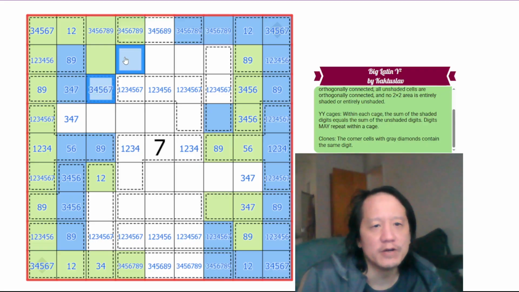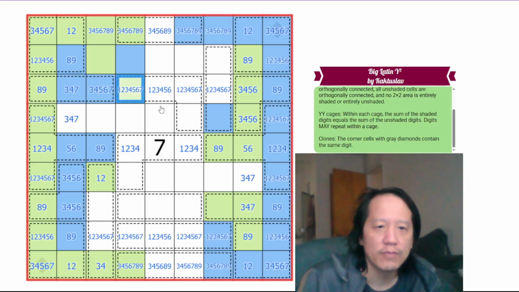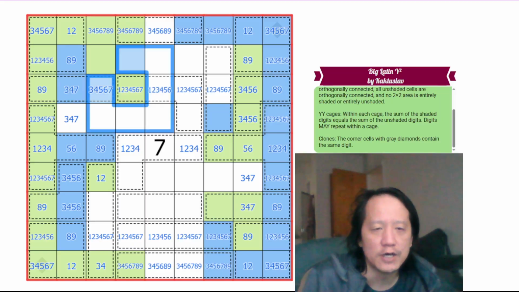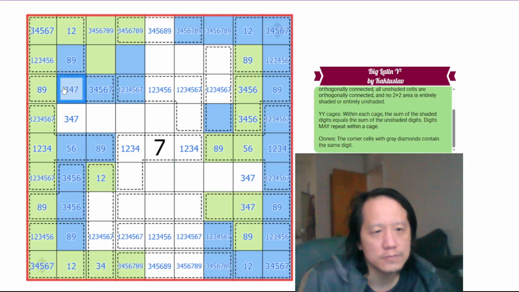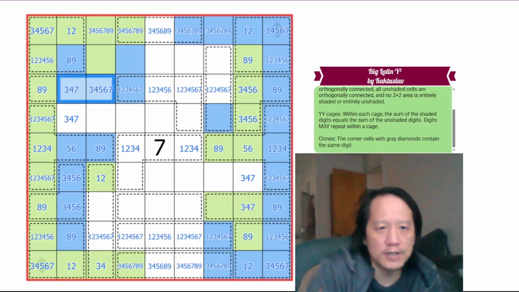Also, another thing about yin-yang shading is you can't have two diagonals of opposite colors crossing each other. Because if you did, how would you connect the blue orthogonally to each other without splitting the green region? You could not. And the same with the green region. So therefore, this has to be blue. So this cannot contain 7, because 7 only adds up with 1 or 2 to add up to 9. So this can't be 7.